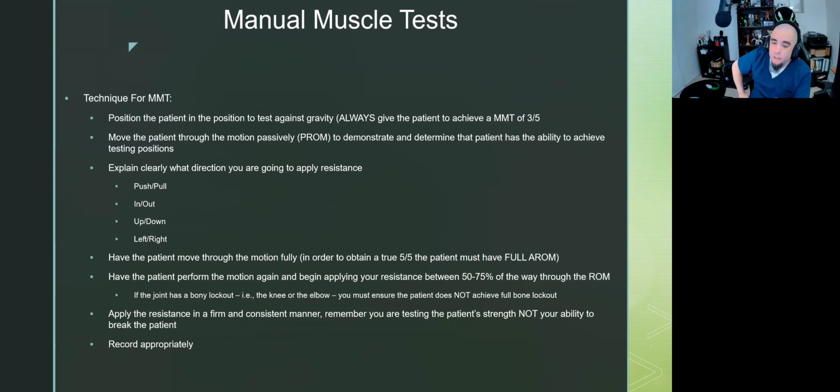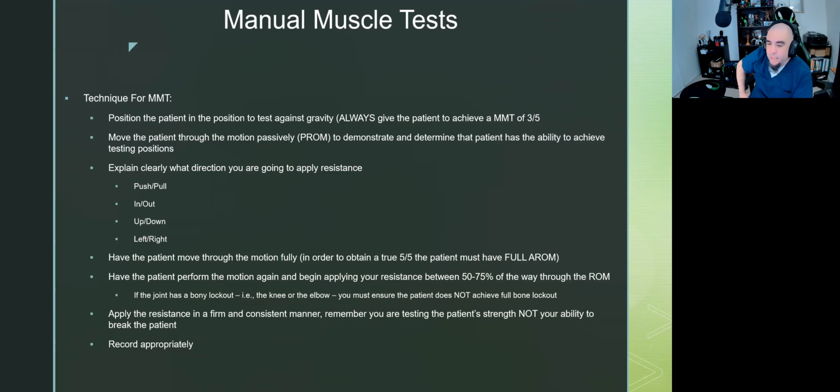Have the patient move fully through the range of motion, right? Now, understand that according to your book, in order to get a 5 out of 5, the patient does have to have full active range of motion, but that doesn't apply necessarily in the clinic. Again, I'm not going to have a full range of motion on my elbow. I'm definitely not going to have full range of motion on my shoulder, probably about 20 degrees short because I have tight muscles. But that doesn't mean that I don't have strength in my shoulder. That just means I need to stretch a little bit more.